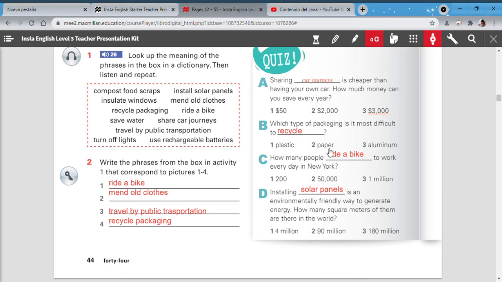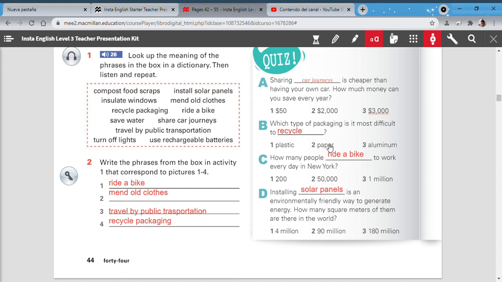Okay, now let's see. In this case, what are you going to do? You're going to search. Van a tener que investigar, ¿no? You're going to search. For example, in number 1 says, sharing car journeys is cheaper than having your own car. How much money can you save every year? $50, $2,000 or $3,000? And the answer in the example is $3,000.